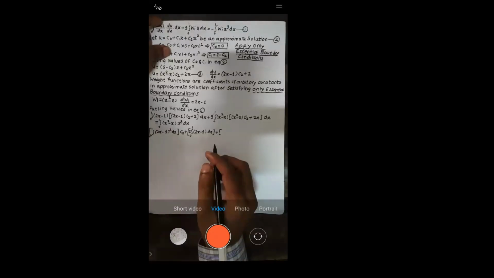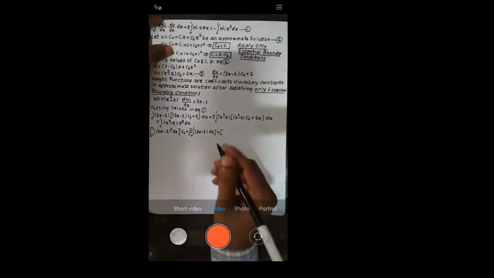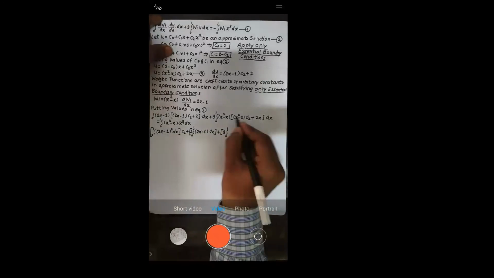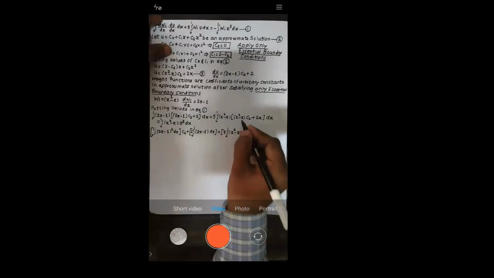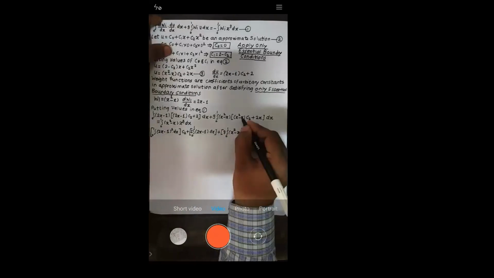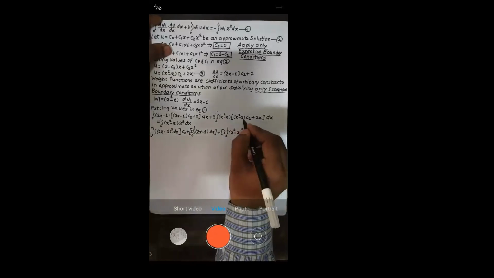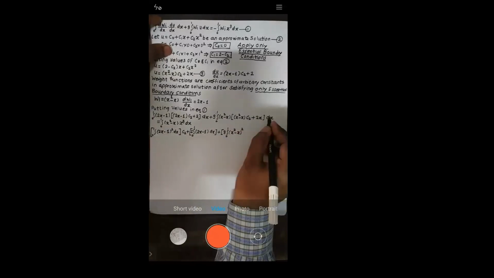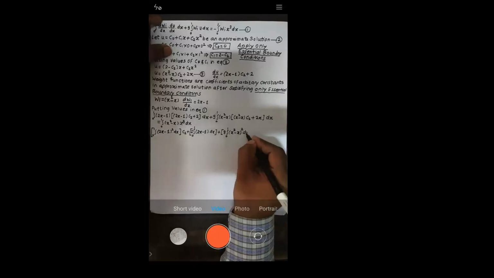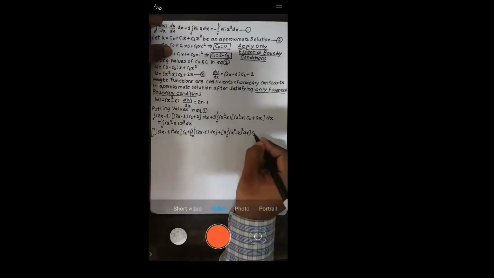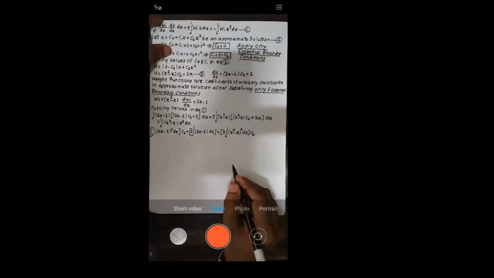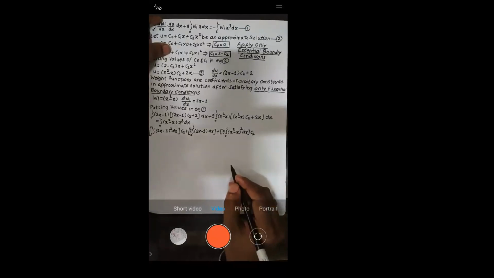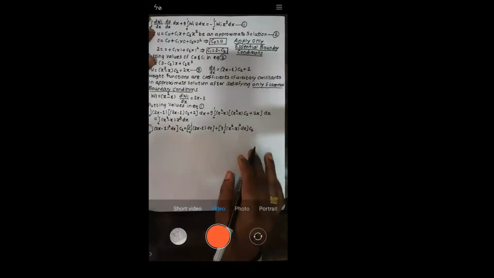So this is 9 integration 0 to 1. This into this, it's x square minus x, it's whole square, x square minus x into x square minus x. So x square minus x square into dx, to the coefficient into coefficient C2. Is it okay? Yes or no? Tell me.